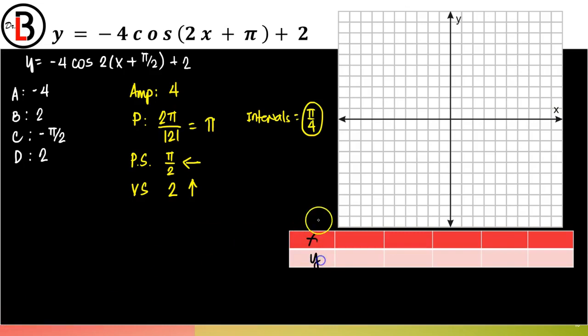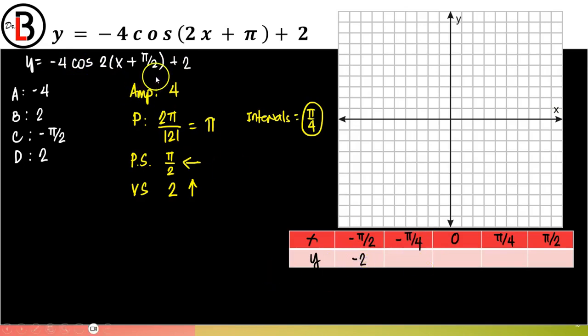So for my x and y, I will start with the phase shift. Since it moved to the left, it has to be negative pi over 2. And then I add pi over 4. So negative pi over 2 plus pi over 4 is negative pi over 4. Add another pi over 4, that's 0. Add another pi over 4, that is pi over 4. And add another pi over 4, that's pi over 2. Let us plug in the x values to the new equation. Negative 90 degrees plus 90 is 0, times 2 is 0. Cosine of 0 is 1, times negative 4, that's negative 4, plus 2, that's negative 2.